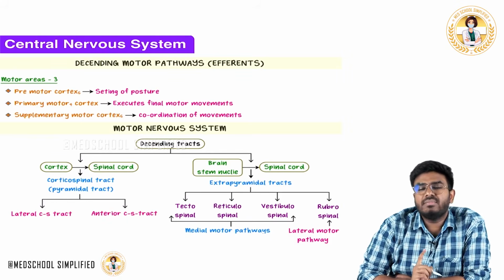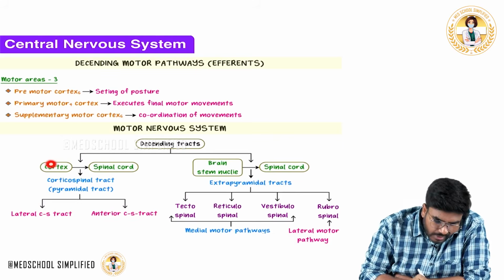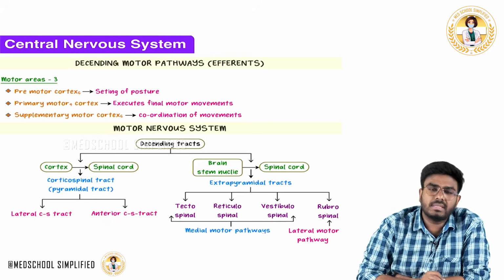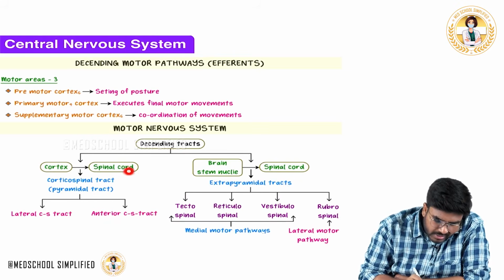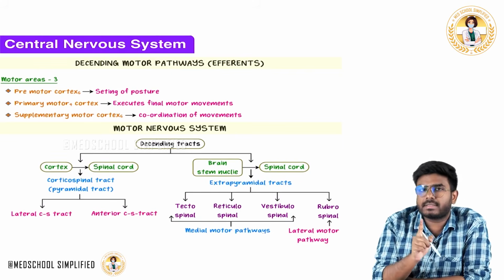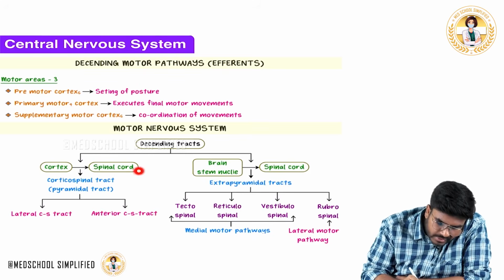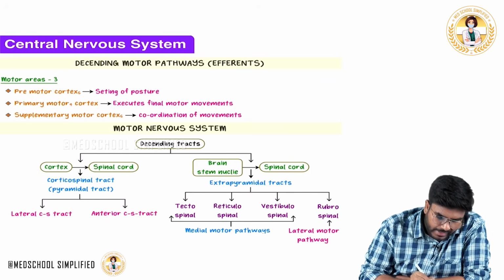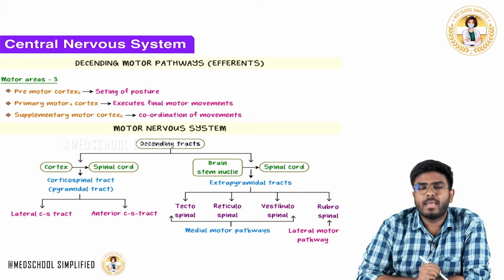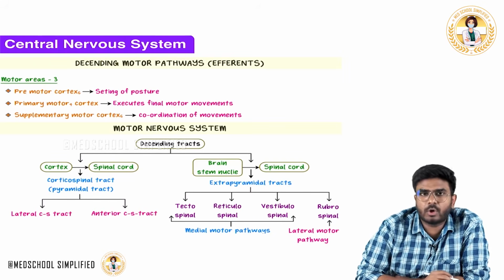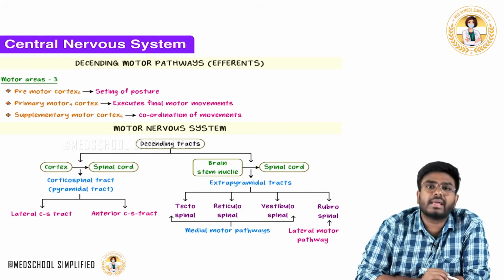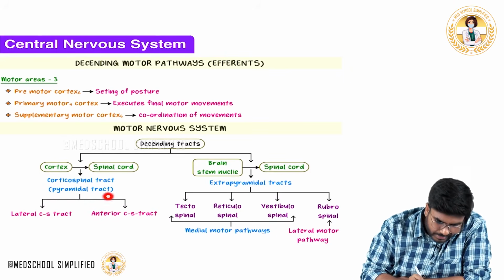For example, the first type of descending tract starts from the cortex, the upper motor neuron. The upper motor neuron starts from the cortex and comes down into the spinal cord. So this is called the corticospinal tract. What is the first type of descending motor pathway? The first type of descending motor pathway is the corticospinal tracts, which are also called pyramidal tracts.